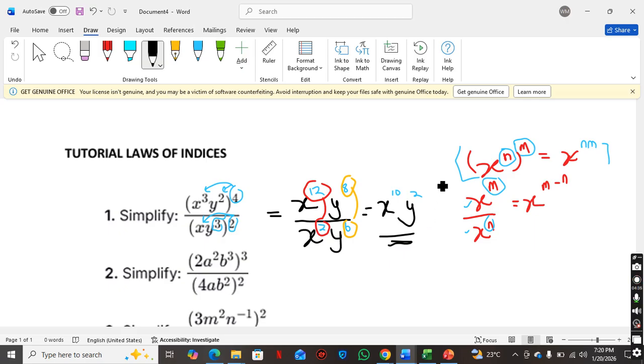These are the two laws we applied. An index raised to another index, or power raised to another power, and the quotient rule. If you have two similar bases, the same letter with the same number, you just subtract the indices. Any questions before I go to example 2? Any questions, queries?